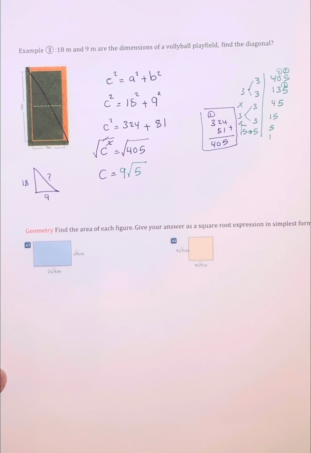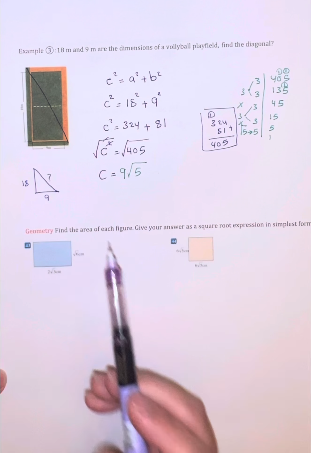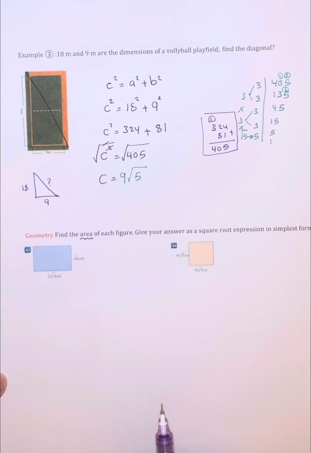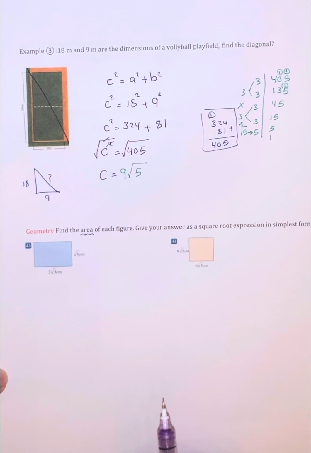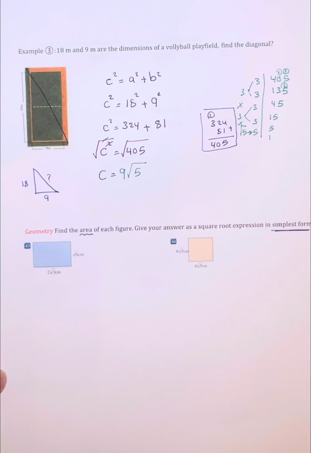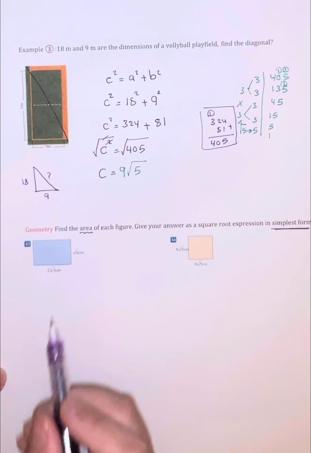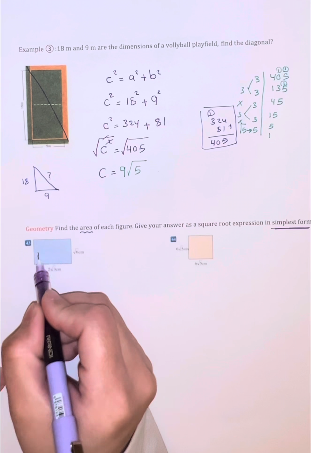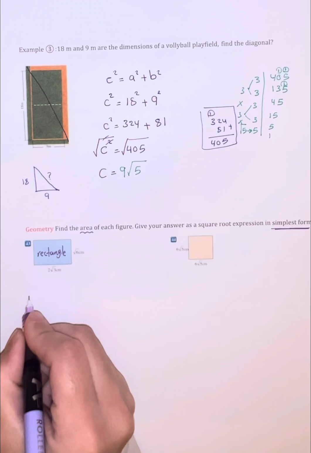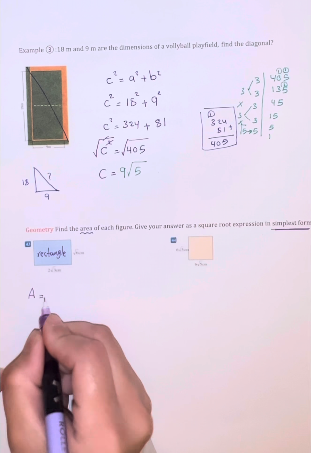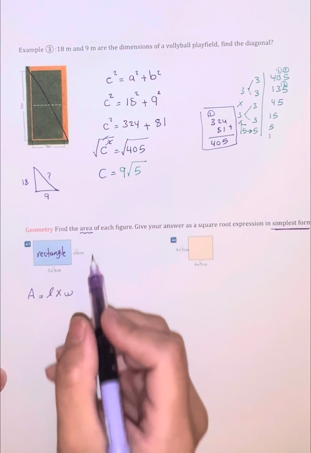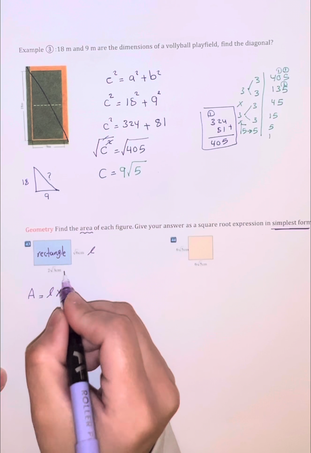And we have some questions about geometry. Find the area for each figure. Give your answer as a square root expression in simplest form. Don't forget to simplify your answer. This is a rectangle, okay. The area formula for a rectangle is length times width. This is length, this is width.